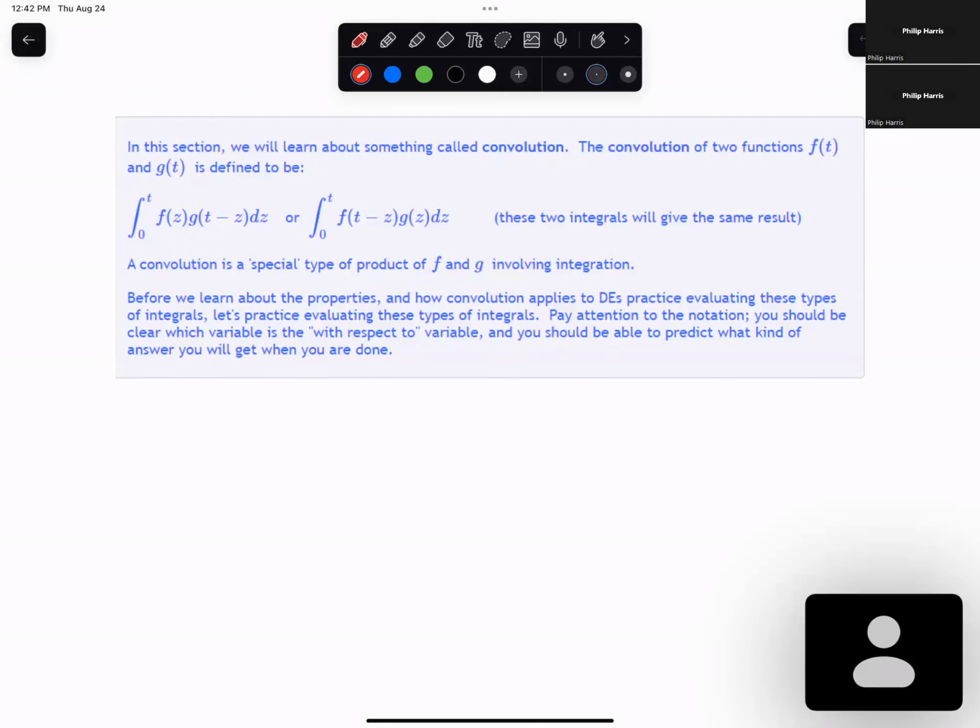Welcome to the section 3.7 pre-class video assignment. For this section, we're talking about something called convolution. Before we introduce the concept of convolution, we're going to look at some of the integrals that we'd run into, just for prerequisite practice.